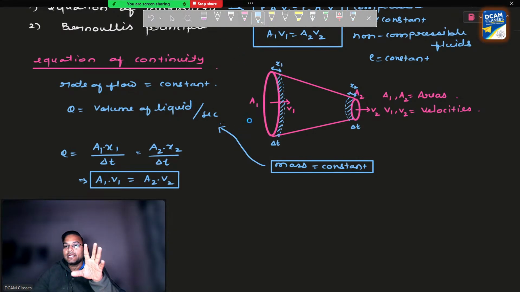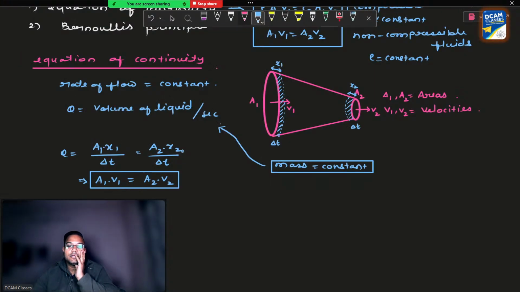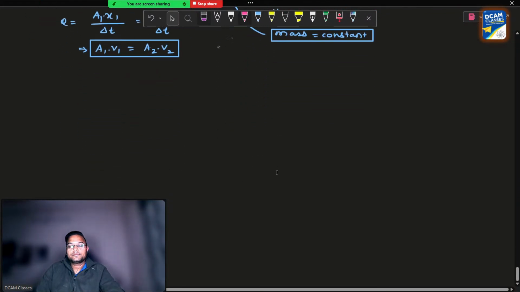Actually, this derivation and this understanding is not important. The important thing is that you know what this equation of continuity is, because in JEE they never ask you this derivation, but for CBSE they may be asking you. Now coming to Bernoulli's principle.